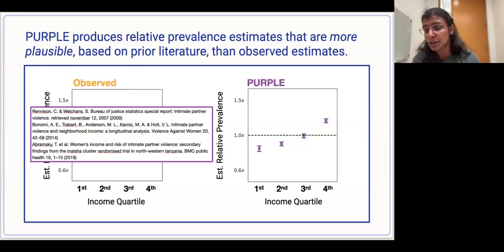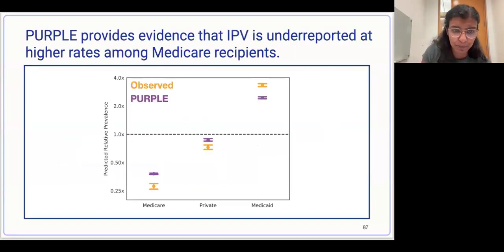Something that purple also gives you is relative prevalence of underreporting. So because you're estimating reporting rates in different groups, you also get a ratio of reporting rates between those groups.